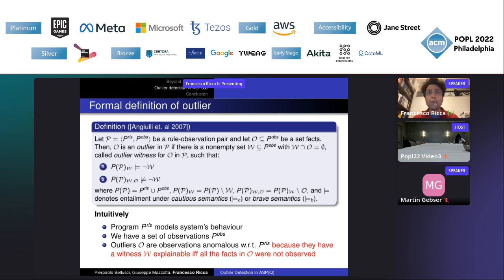So we have a program, P rules, that models the system behavior. And we have a set of observations, P obs, usually a set of facts. So outliers are observations that are anomalous with respect to what the background knowledge would have implied. And we can find the witness, another set of observations, that is explainable only if all the facts in our outliers were not observed.